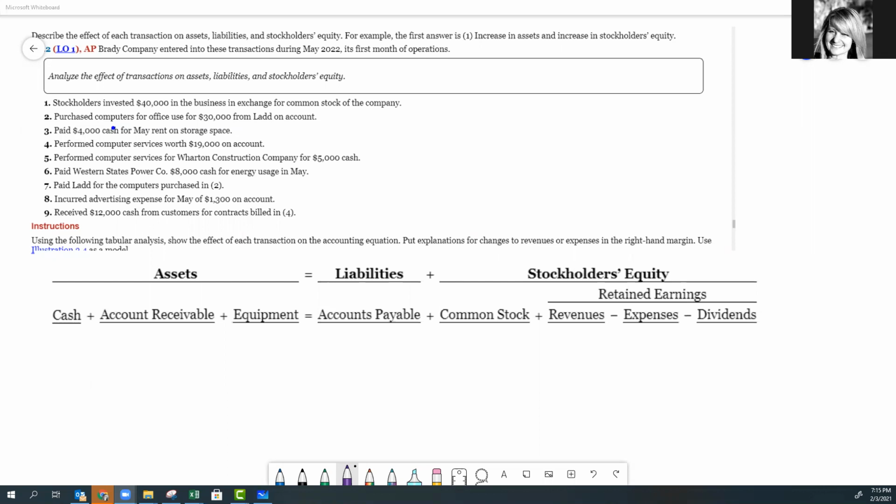Let's see if we can make some sense out of these dollars on this problem. What we're going to do is describe the effect of each transaction on our accounting equation. And what we know is that our accounting equation is assets equals liabilities plus owner's equity. So we're going to take each one of these transactions.